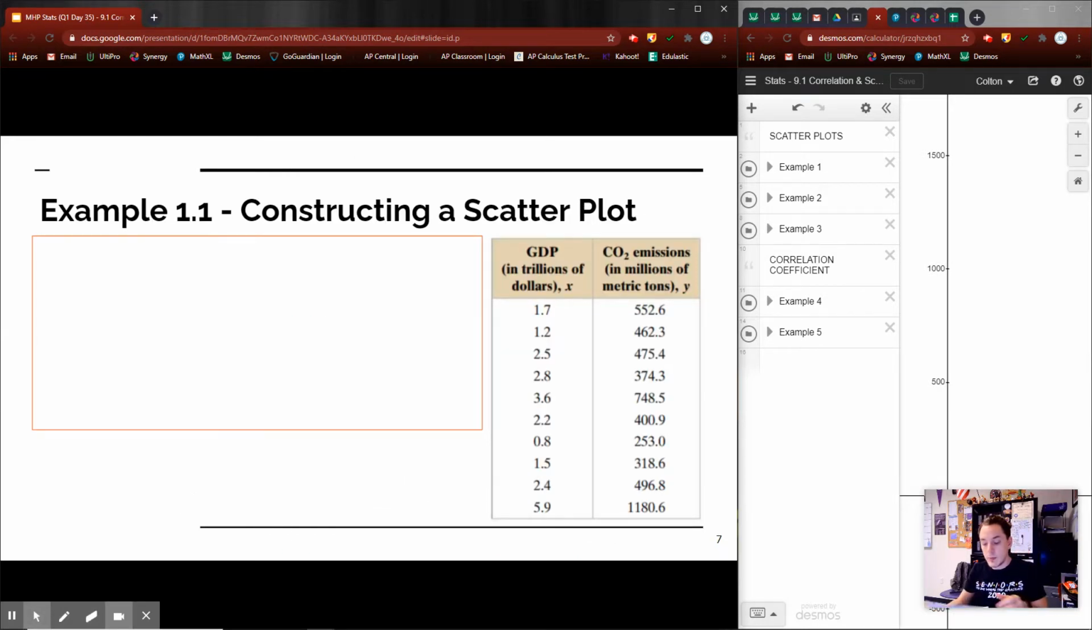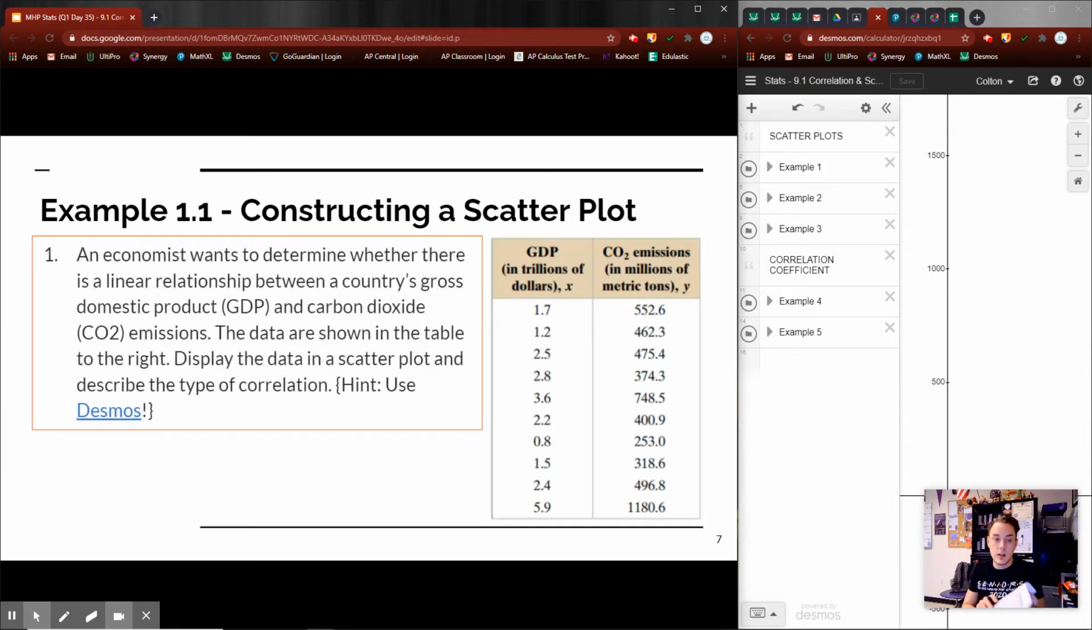In example 1.1, an economist wants to determine whether there is a linear relationship, because we're primarily going to be concerned about linear relationships here, between a country's gross domestic product, GDP, and carbon dioxide, CO2 emissions. Okay? The data are shown in the table to the right here. Display the data in a scatter plot and then describe the correlation. And so that's what I have done.